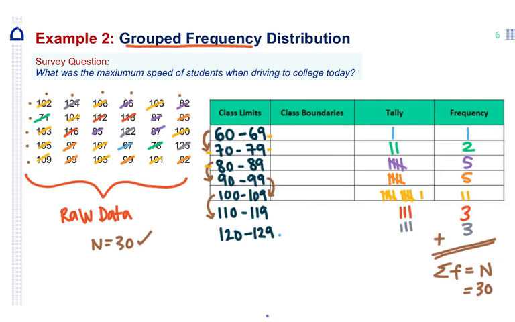The least popular was 60 to 69. You can see a lot more and make more conclusions like this. And you may be wondering about this column called class boundaries. I'll talk about that more on the next slide.